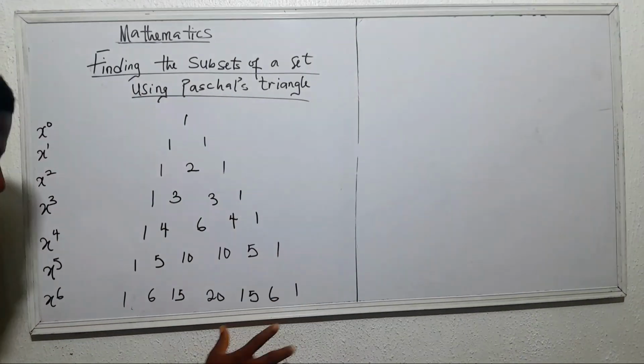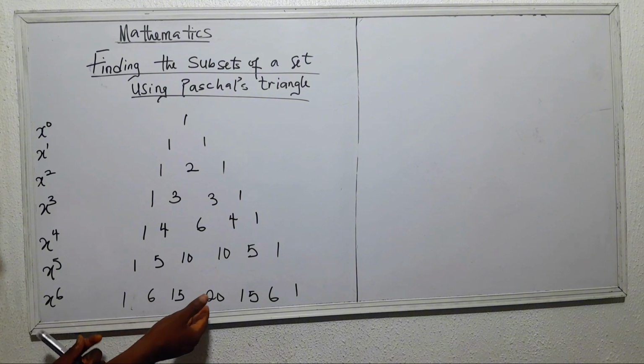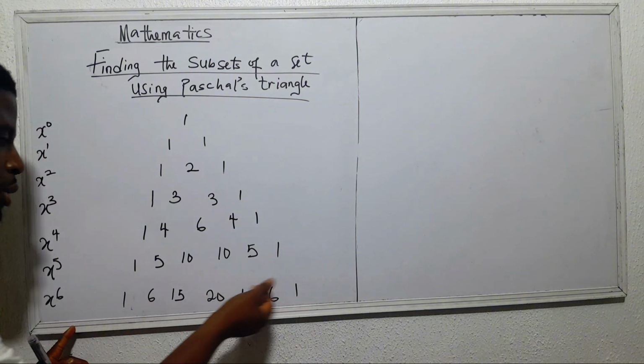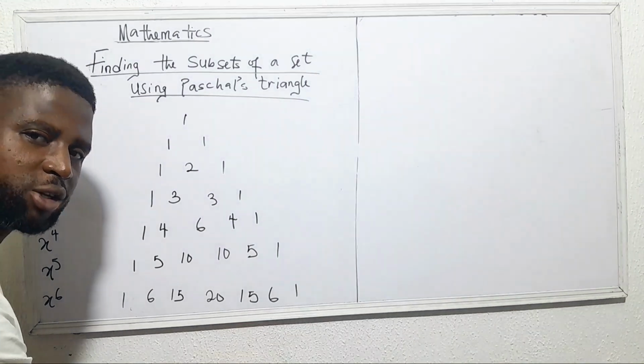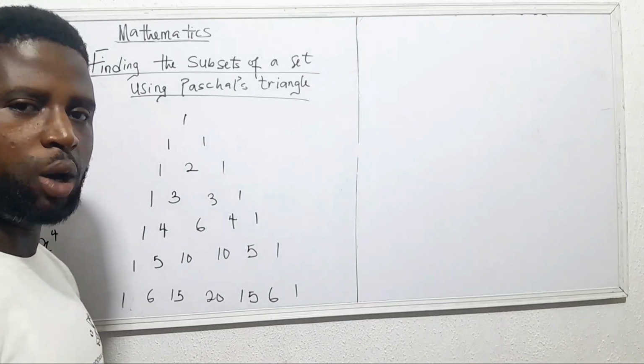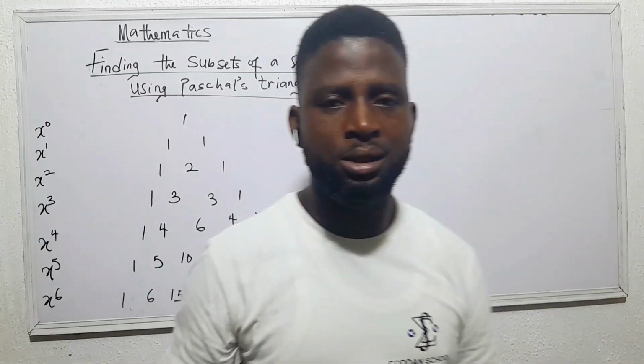If we continue like that, to form the coefficients for x raised to the power 7, all you need to do is add the coefficients for x raised to the power 6, and you'll get those of x raised to the power 7. To get those of x raised to the power 8, you add the coefficients of x raised to the power 7.